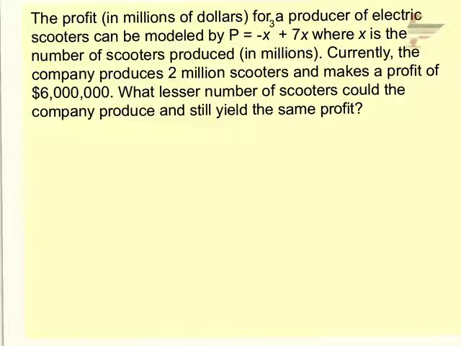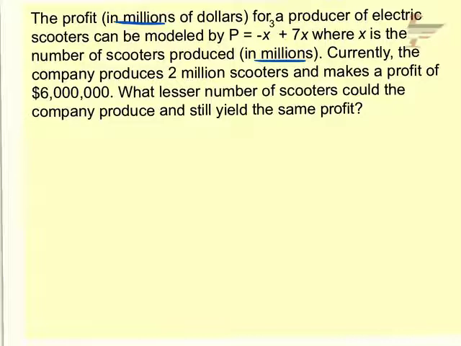Okay, here we go with the awesome word problem that you will for sure have to do on your test, so take some good notes here. The profit in millions of dollars for a producer of electric scooters can be modeled by profit, P, equals negative x cubed plus 7x, where x is the number of scooters produced, also in millions. Okay, and I'm actually going to clarify that these are in millions.